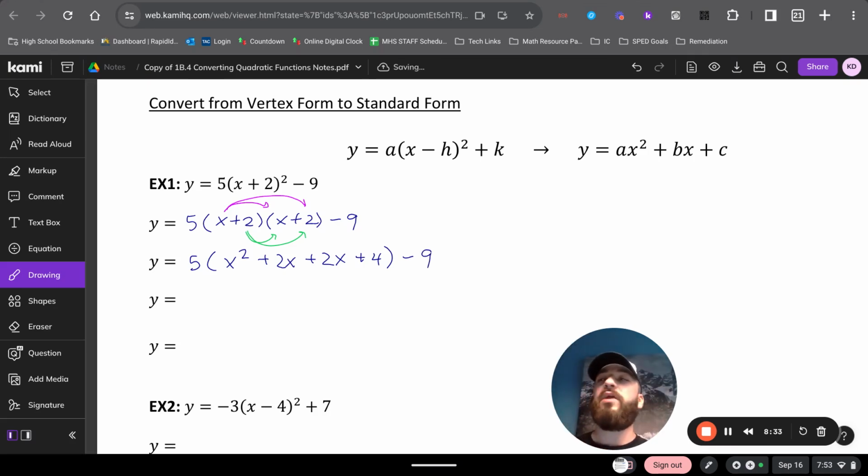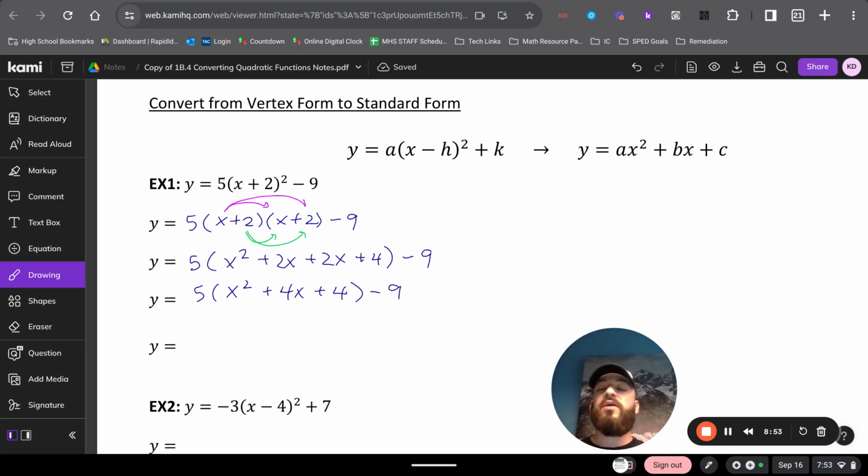Now, if I did my FOILing correctly, I should end up with those 2x terms on the inside that I can combine into a single term. So 2x and 2x do make 4x. So I can rewrite this as 5, parentheses, x squared, plus 4x, plus 4, and of course with that minus 9 on the outside.